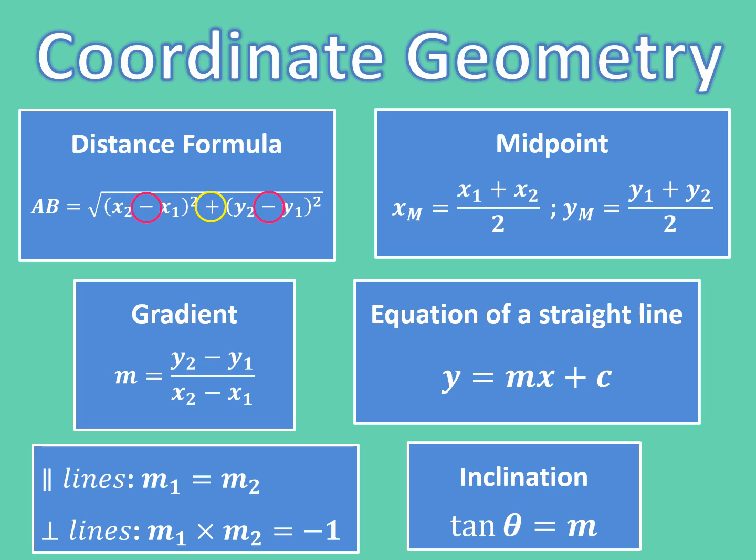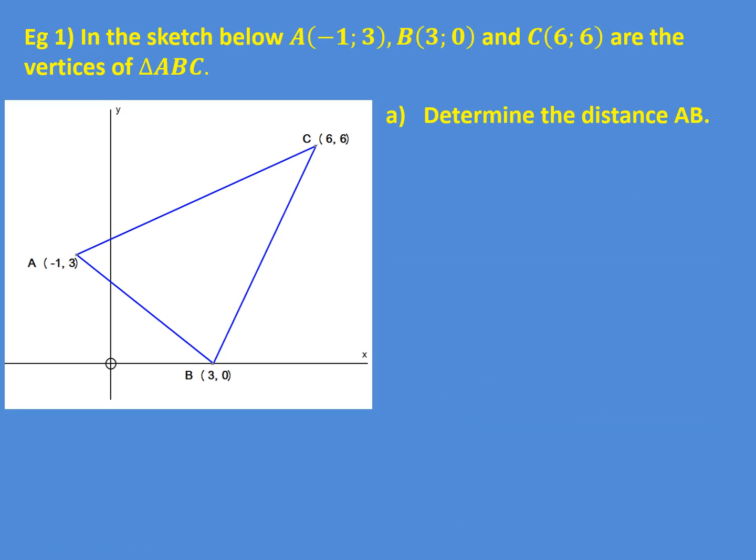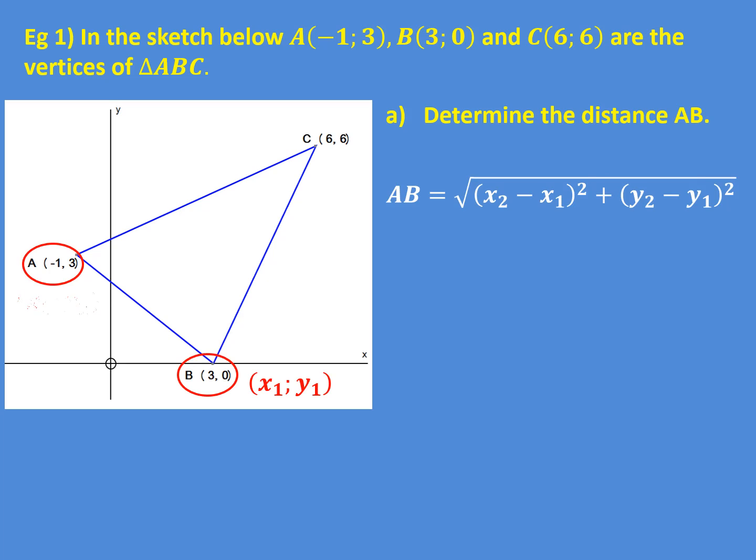Now let's try and take these formulas and work out a specific example. In example 1, in the sketch below you have triangle ABC, and the first thing we need to try and determine is the distance of AB. So I first write down my formula, and remember those two negatives in the bracket and the plus between. Then I'm going to look at B and A. Now I've chosen to label B as x1 and y1 and A as x2 and y2, but you can swap them around, it's not a problem.